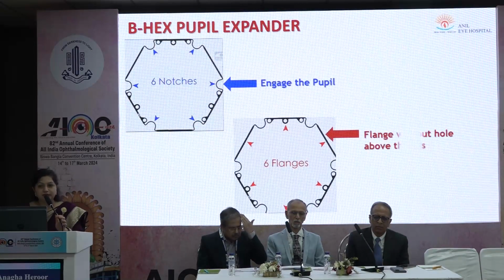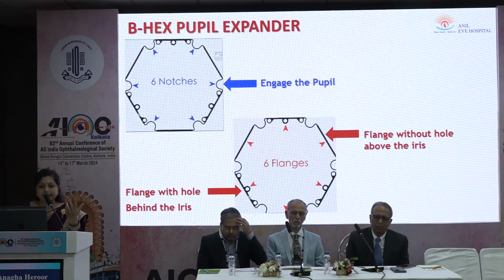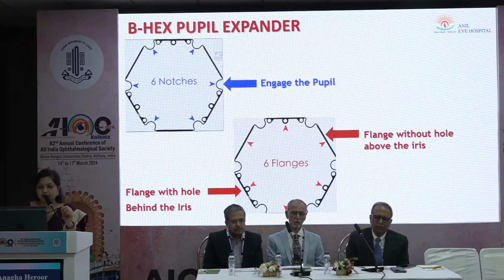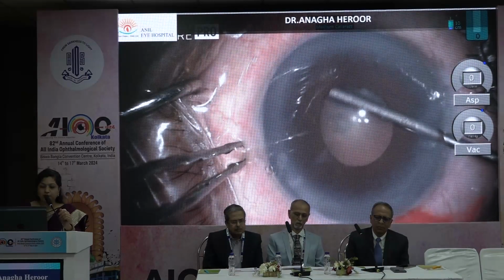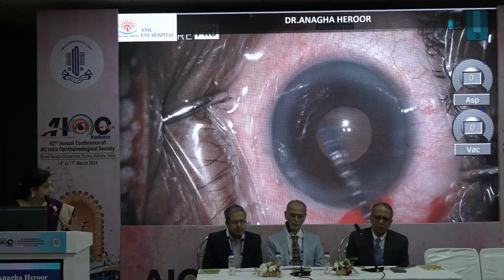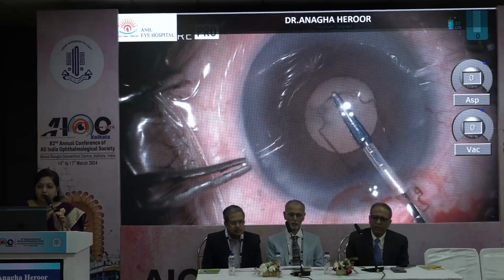And then we come on to the BHEX pupillary expander, which has 6 flanges. 3 of them are above, 3 of them are below the iris. There are 3 flanges which have these holes. So we just go in just few minutes more. Yeah. So this is the BHEX ring.